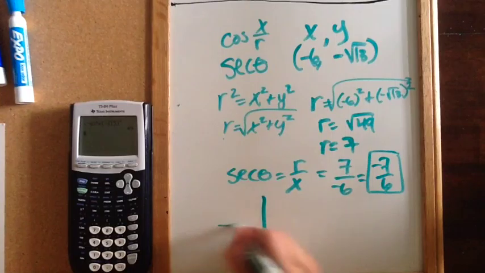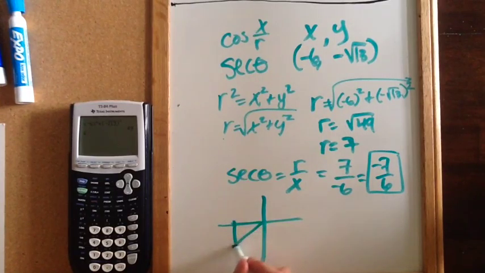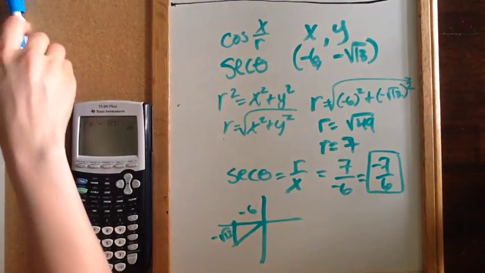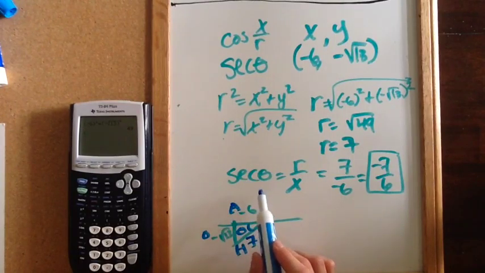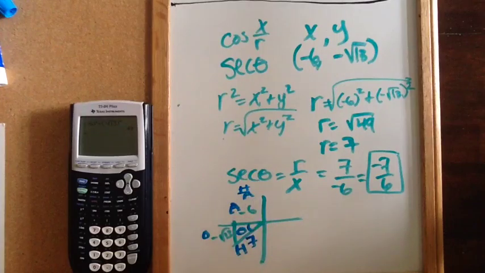Now, if we were to look at the picture, negative 6, negative root 13 would put me in this third quadrant. This is negative 6, this is negative root 13. This angle would be the angle that you're looking at. That's your reference angle, even though this whole thing is the angle. But remember, the sine, cosine, and tangent, or secant, cosecant, and cotangent of reference angles are the same as the original angle. So now that we found that this is 7, this is the opposite, this is the adjacent, and this is the hypotenuse. The secant would be the hypotenuse over the adjacent, which would be the 7 over negative 6, which is what we got.